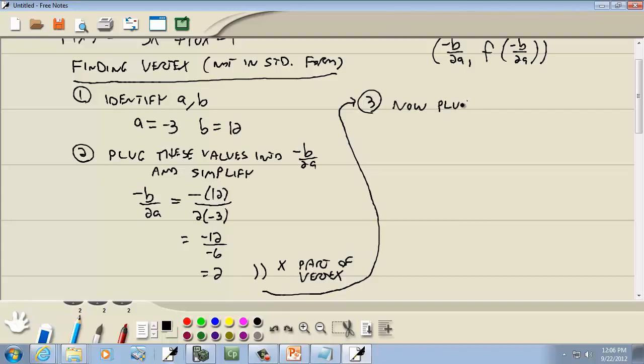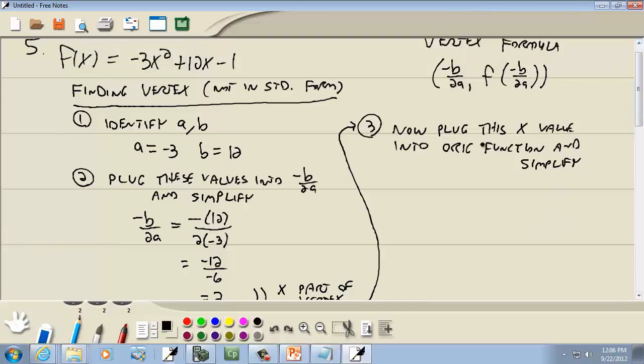Now, plug this x value into the original function and simplify. Well, this is our original function, and we just said x was 2, so we're going to evaluate f of 2. Remember, evaluating a function, everywhere you have an x, you put in parentheses. And then we're going to plug in 2 inside of those parentheses.